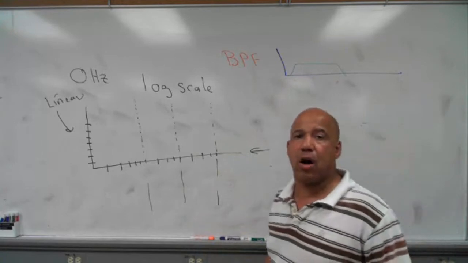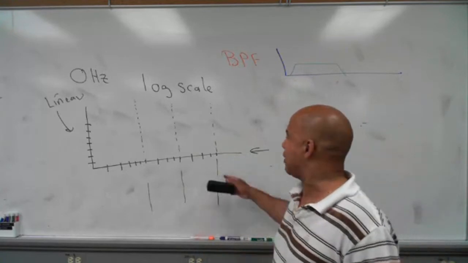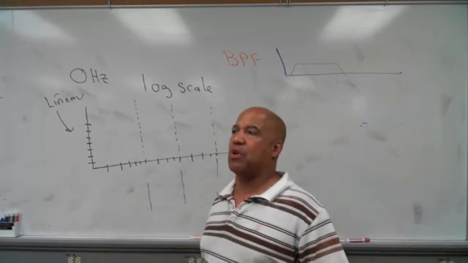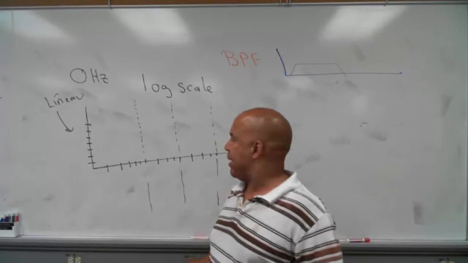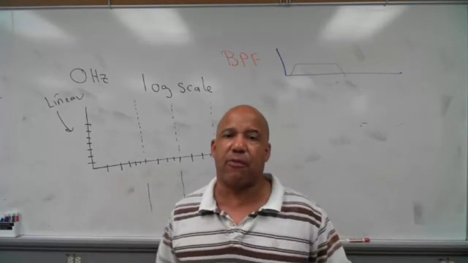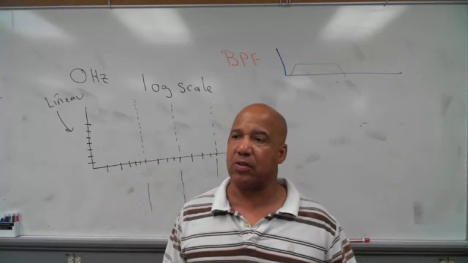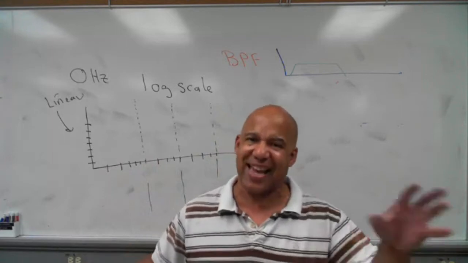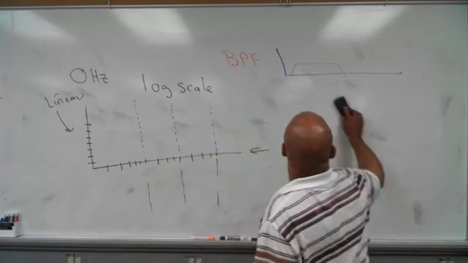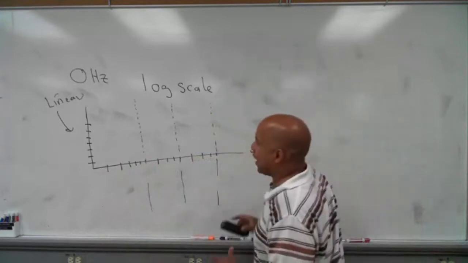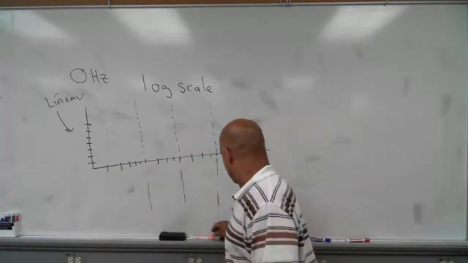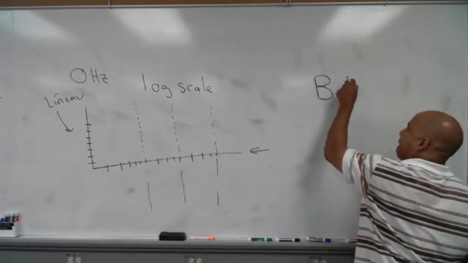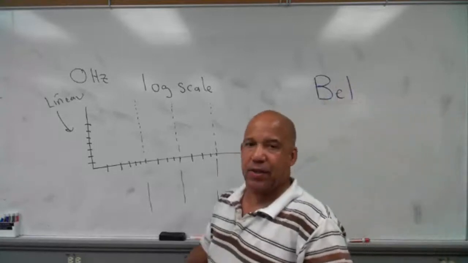Since we use logarithmic scales, we can't use regular math. What is a logarithm? A logarithm is kind of like a fancy exponent. So since we use a logarithmic scale to represent frequency response curves, we have to deal with logs and logarithms and exponents and all that kind of math. What they came up with was a unit that works well on the log scale. The unit is called the bel.